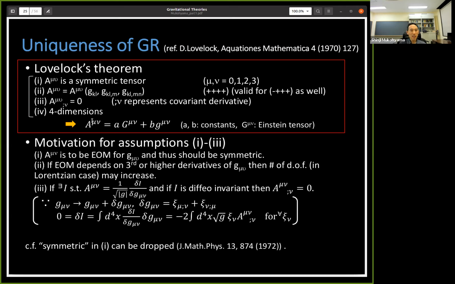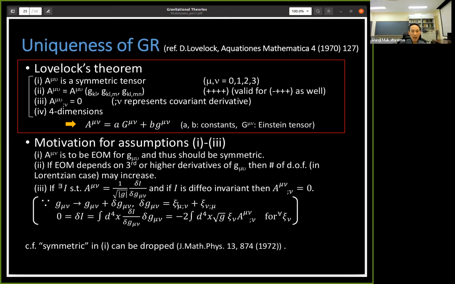Okay, so this theorem does not assume the existence of a tensor, but is motivated by this fact. So let's suppose the metric g_mu nu has a variation, and this variation is given by a coordinate transformation. The gauge transformation of the metric is given by this. This is a famous formula.